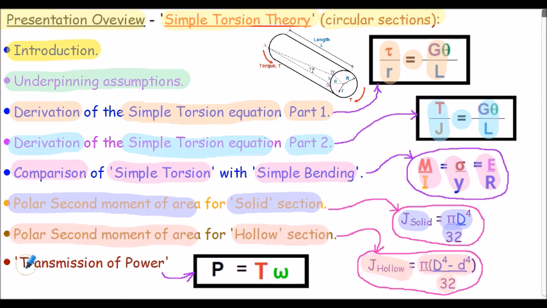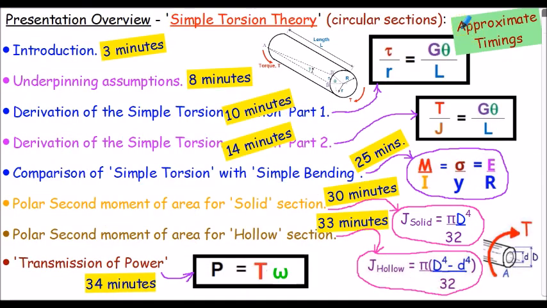Finally, we show the proof for transmission of power. Power is equal to torque multiplied by angular velocity, P is equal to T omega, an equation we will use quite extensively in the next presentation where we apply simple torsion theory to various practical problems. And here are the approximate timings related to the commencement of the various sections within the presentation, hopefully to aid your ease of access through the presentation. But please note these are only approximate timings.